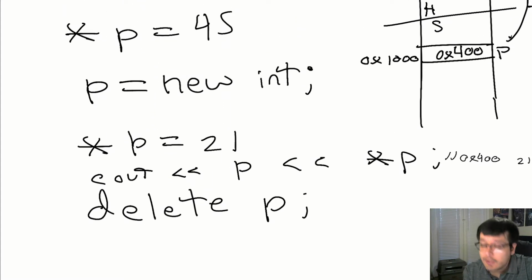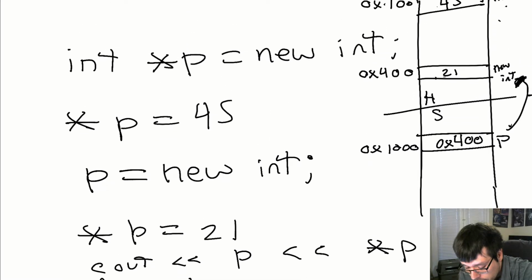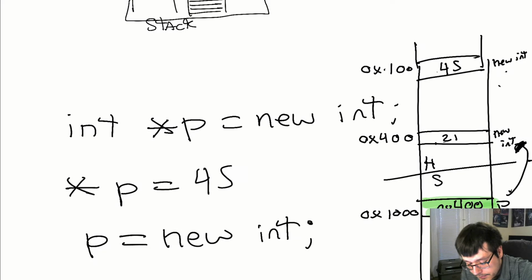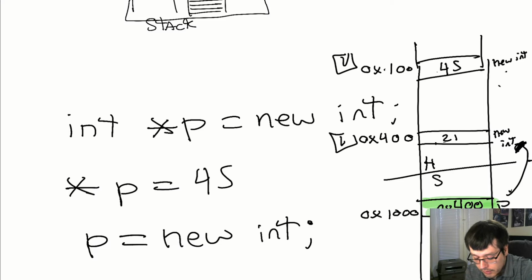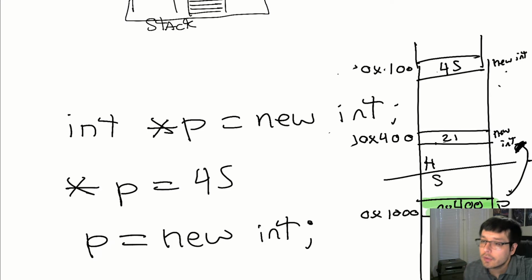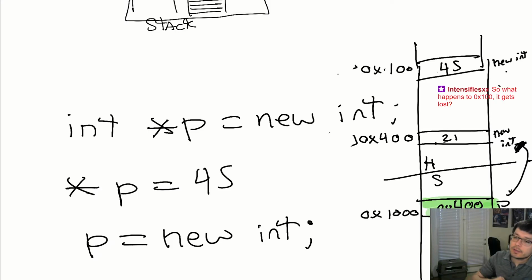So when we say delete p, we're saying delete address 400. So that address, where is that address? Right here. So all that is going to do is, you can think of a little checkbox here that says that these are ours. So all it's doing is erasing that checkbox and saying, okay, this memory is no longer yours. You have returned the keys. It is somebody else's. Okay? But yes, what you just said is what I was going to say.